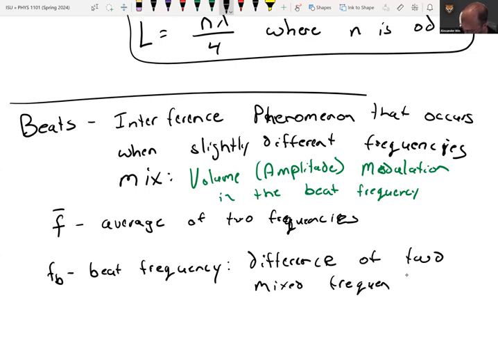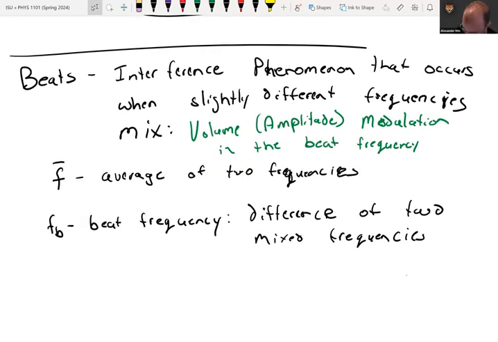All right. I think beats are a pretty cool thing. There are a lot of really cool wave phenomena that we just don't have time to cover, but I think beats are kind of interesting. So it's just the second frequency minus the first frequency.